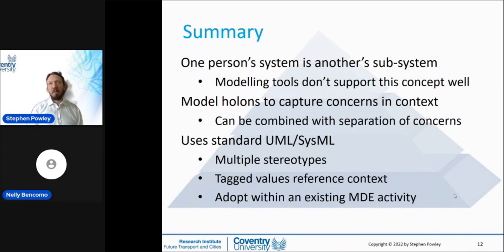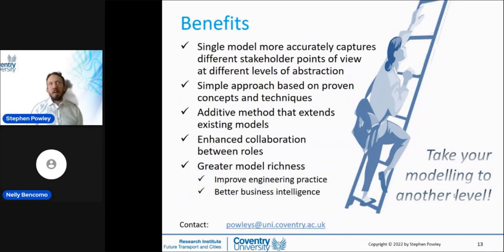Modeling tools don't support the concept well out of the box. We can get around that by modeling holons to capture concerns in context, and we can use multiple stereotypes in UML, SysML, in combination with tagged values to reference the context. And then that means that without a great deal of upheaval, we can adopt this idea within an existing MDE activity.